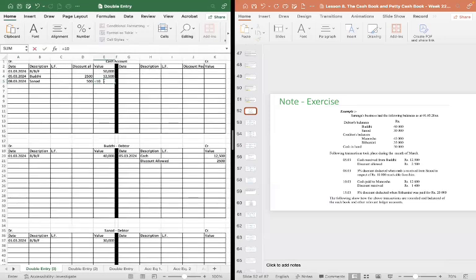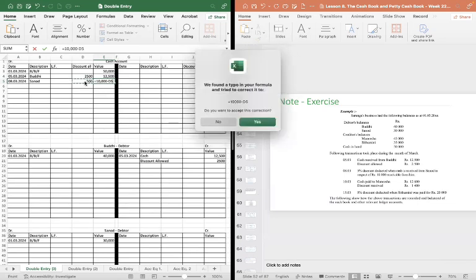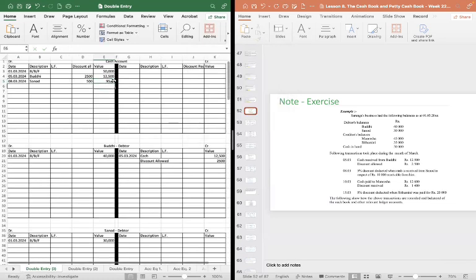Then from the 10,000, Sarang has given a 500 discount. So what happens? 9,500 is received as cash, and 500 is given as the discount. Okay.